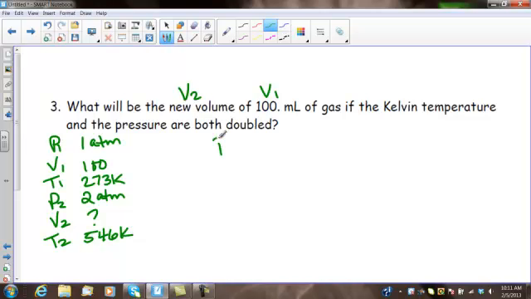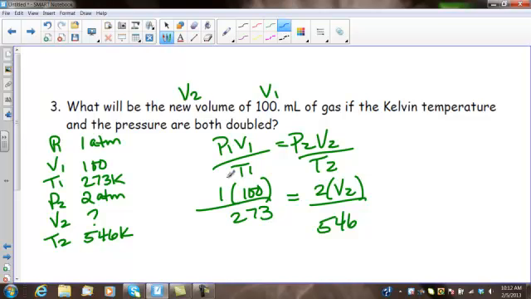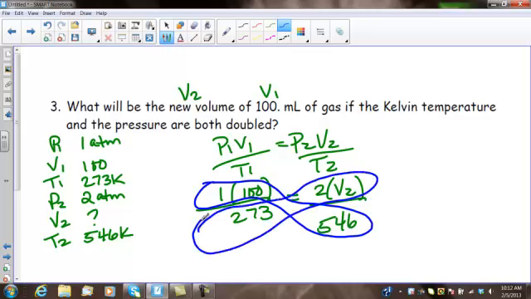and then solve. P1, V1, T1, P2, V2, T2. Substitute in: 1 atmosphere times 100 over 273 equals 2 atmospheres times V2, that's what we're trying to find, over 546. Cross multiply and divide. So you've got 100 times 546 divided by 273 times 2. When we do the math on that, we get V2 equal to 100, and that's milliliters.